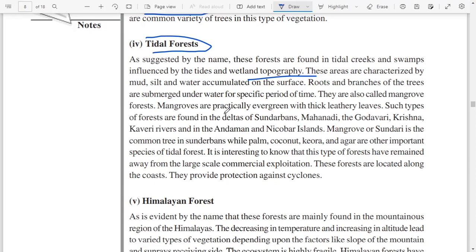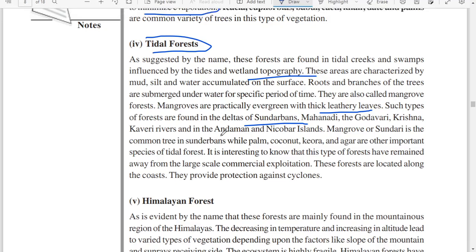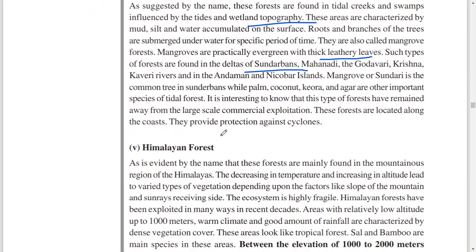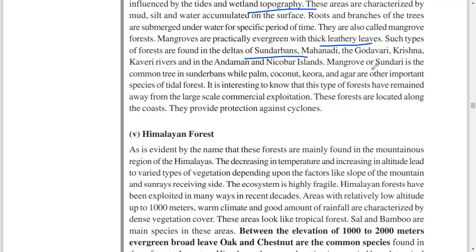Mangroves are practically evergreen with thick leathery leaves. Such types of forests are found in the deltas of Sundarbans, Mahanadi, Godavari, Krishna, Kaveri rivers, and in the Andaman and Nicobar Islands. Mangroves, or Sundari, a type of tree found in tidal forests in coastal regions. Sundari is the common tree in Sundarbans. While palm, coconut, koira, and agar are other important species of tidal forests.